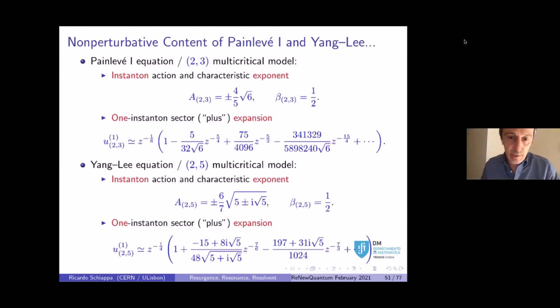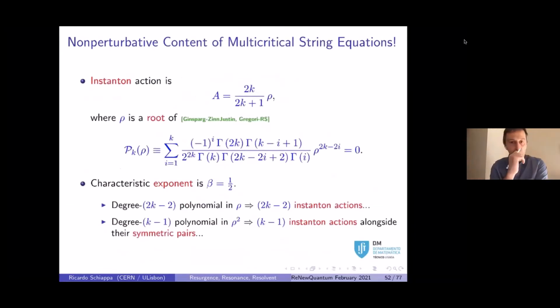So can I say something generic about this? Well, the answer is yes. You can already start guessing what's going to happen. It turns out that if you write the instanton action with an adequate normalization, then this rho is a root of a polynomial equation. This was already known back in the 90s, a la WKB. And now we have shown that the transeries gives exactly the same result.